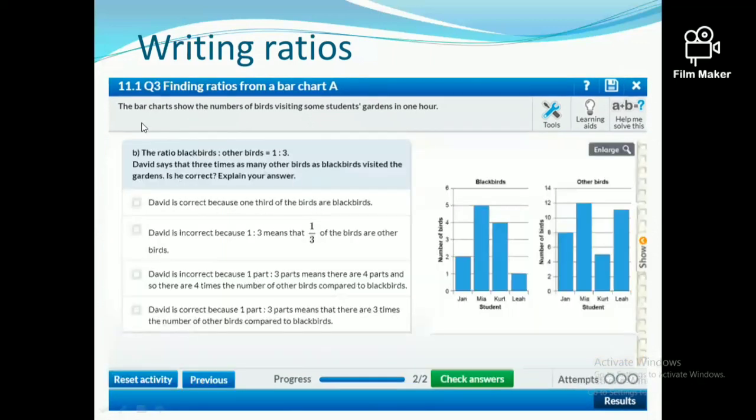If you come up with this, there's another question that is a comparison related to the previous one. The ratio of blackbirds to other birds would be 1 to 3.